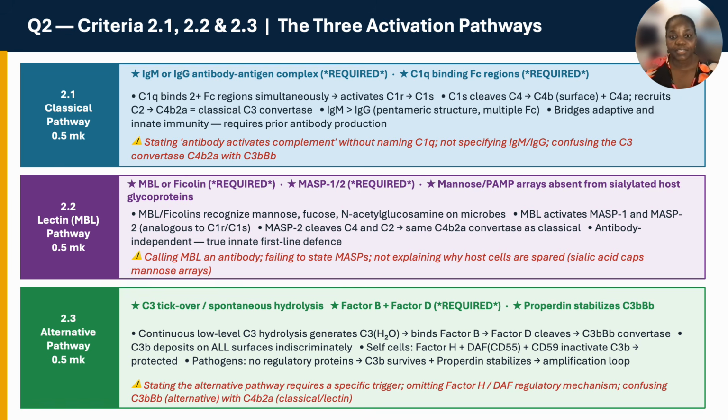Okay, here on the slide you can see the three activation pathways, well detailed and defined in criteria 2.1, 2.2 and 2.3. So I will go through each of the three pathways in turn, pointing to the required terms and the most common error. In red you have the most common error. Pay attention to it. So for criterion 2.1, the classical pathway, that is worth 0.5 mark.